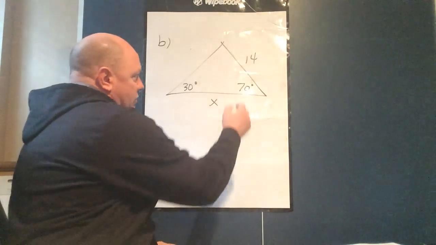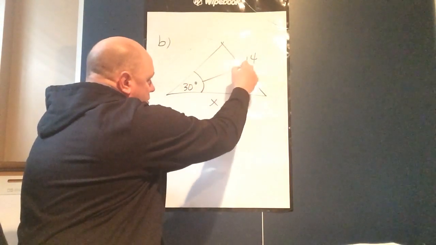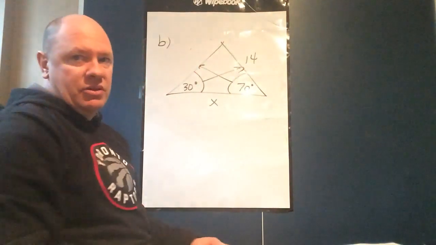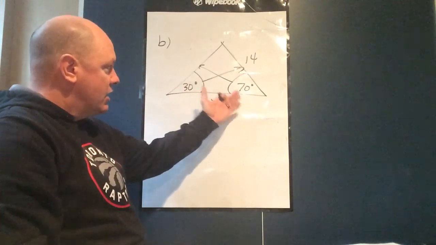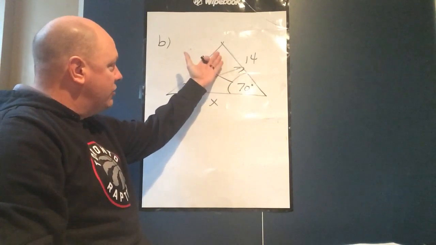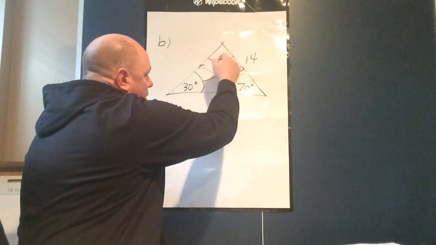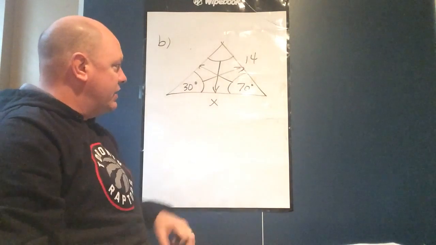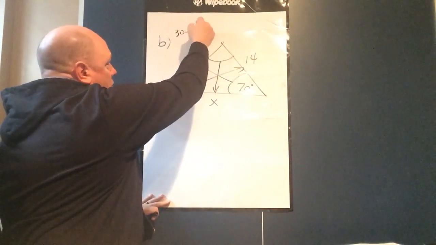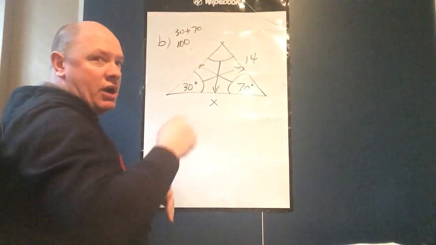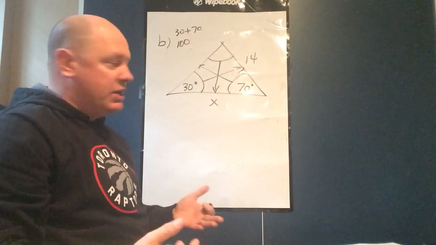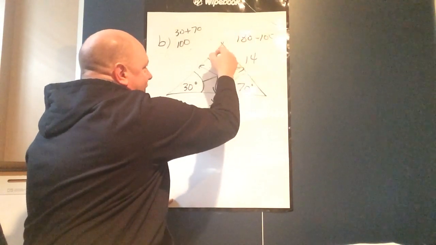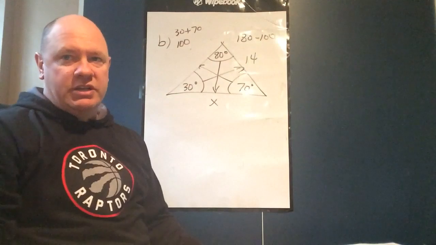Now, if we look at this and we put our arrows, the 30 goes with 14. The 70 goes with nothing. There's nothing over there that can work with the 70. So what I need to do is pull an angle from up here that works with my x value down below. So if I add these, 30 plus 70 is 100. And I know a triangle has to have 180 degrees. So if I take 180, subtract 100, I have 80 degrees left at the very top there.